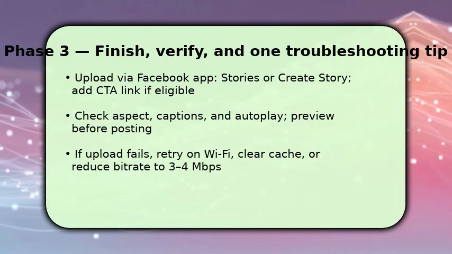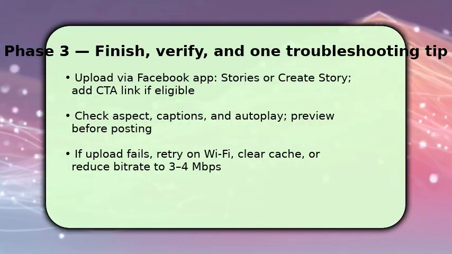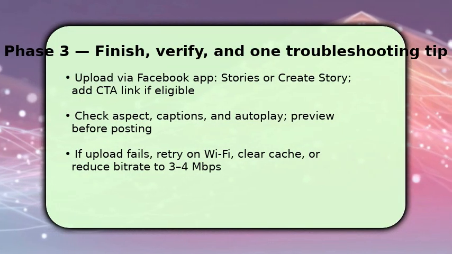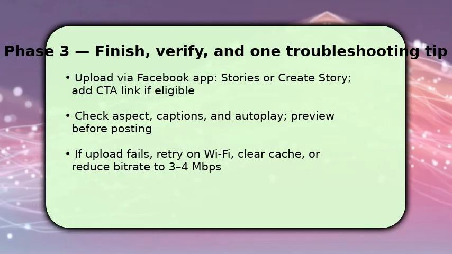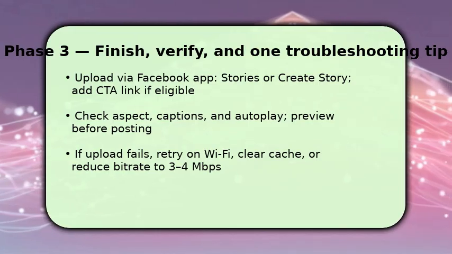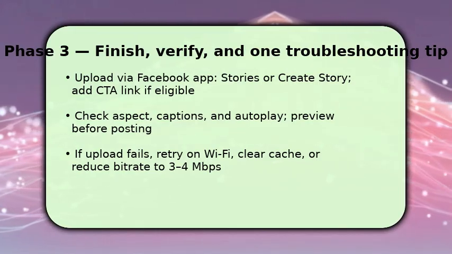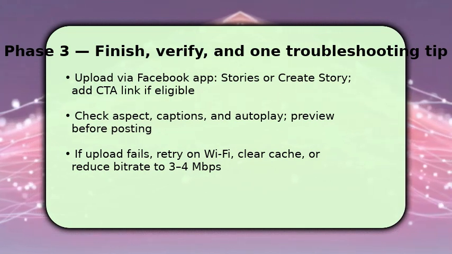Preview the story to confirm aspect ratio, readable captions, and proper autoplay behavior. Once posted, monitor engagement for immediate tweaks. If you encounter upload errors, retry on a stable Wi-Fi connection, clear the app cache, or re-export at a lower bitrate. 3 to 4 Mbps often resolves issues without visible quality loss.